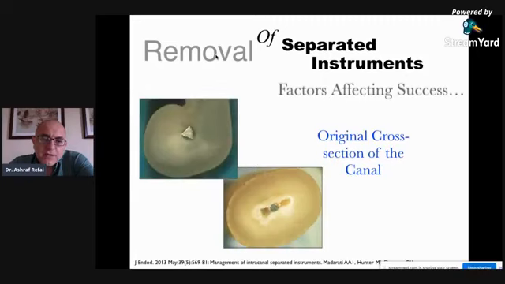These are pictures from the paper of my friend, Dr. Ahmed Madrati. And this also highlights a very important thing, the factors affecting success. So in this case, you can see an instrument fractured within a round-shaped canal and one fractured within an oval-shaped canal. Obviously, the original cross-section of the canal makes a difference. The more irregular it is, the more space you will have lateral to the instrument, and the easier it may be for it to be removed.